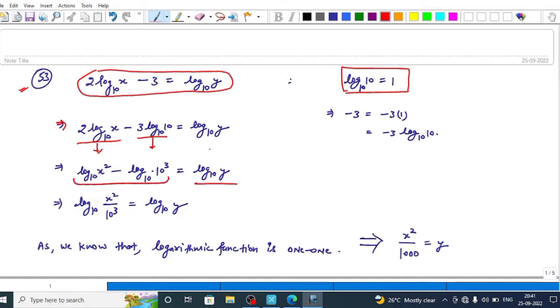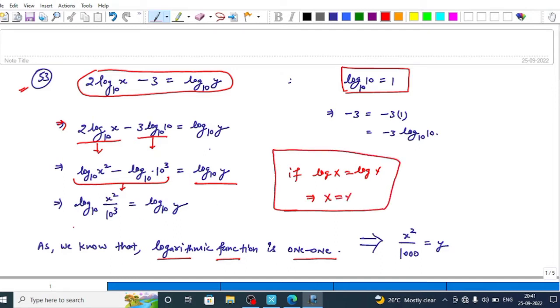Now in this apply result 3, that is logarithm of x square upon 10 raised to power 3 with base 10 is equal to logarithm of y with base 10. Now in mathematics we know that the logarithm function is a one-one function, that is if logarithm of x is equal to logarithm of y, this implies that x is equal to y. This is a property of logarithm. Now we have logarithm of x square upon 10 raised to power 3 is equal to logarithm of y.